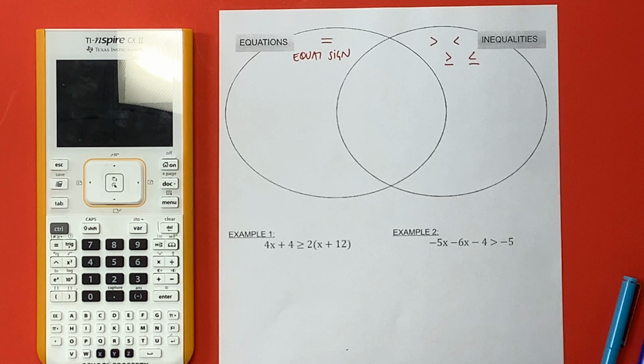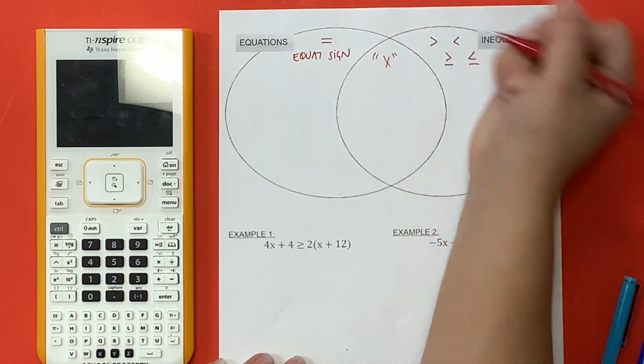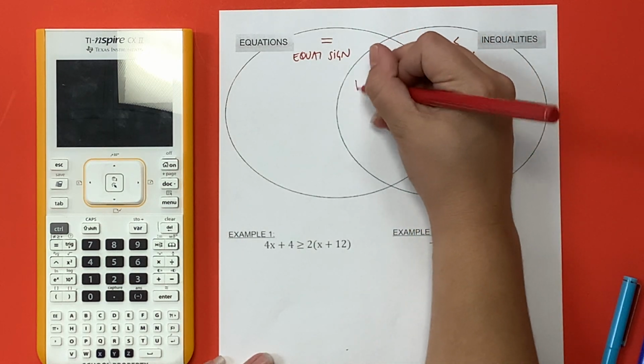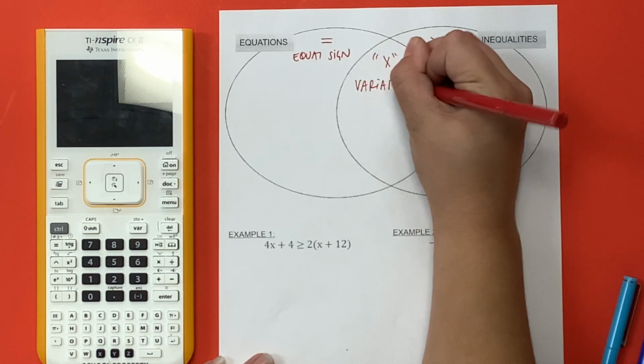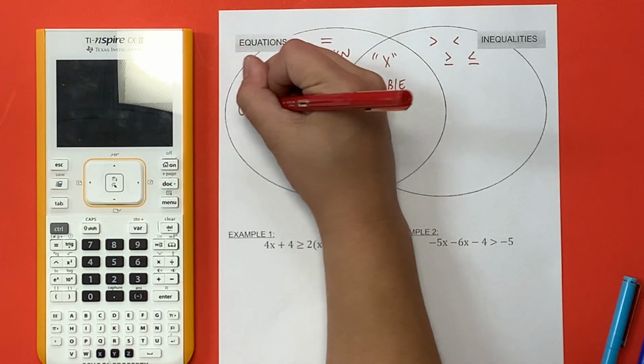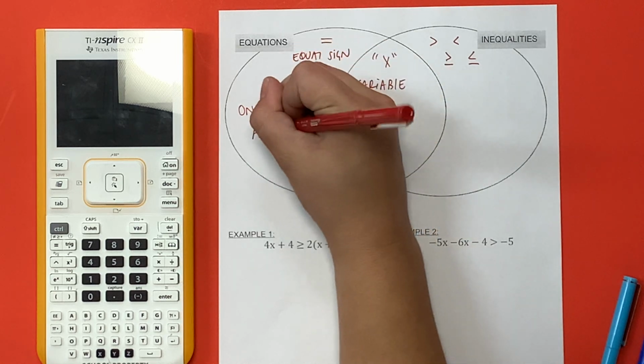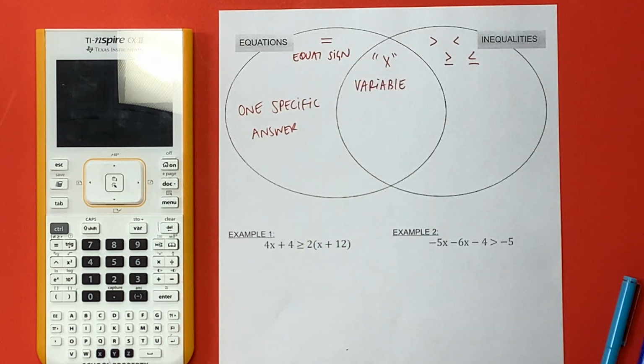The other thing about equations and inequalities is that they both have a variable. We're solving for a variable on both of them, basically finding the missing number, like what the number could be. Now here's where it gets tricky. For equations, the variable is one specific answer, as in x equals 3 or x equals -1/2. There is only one answer for the equation that we are given.